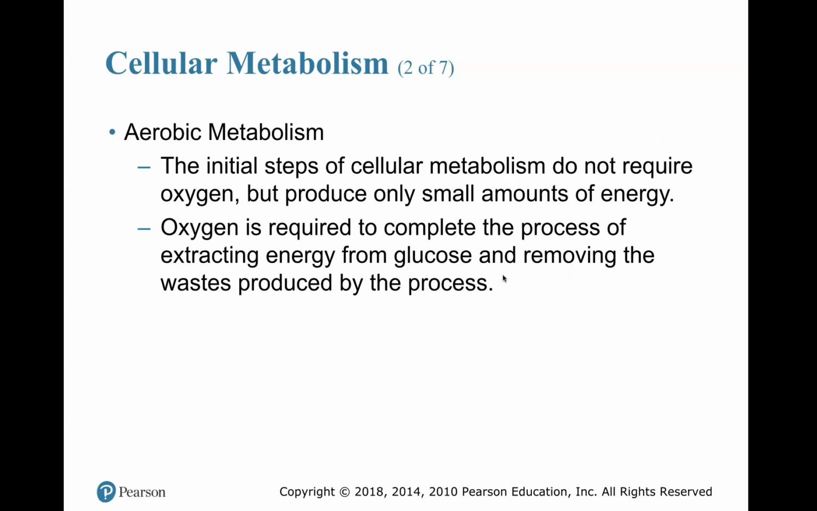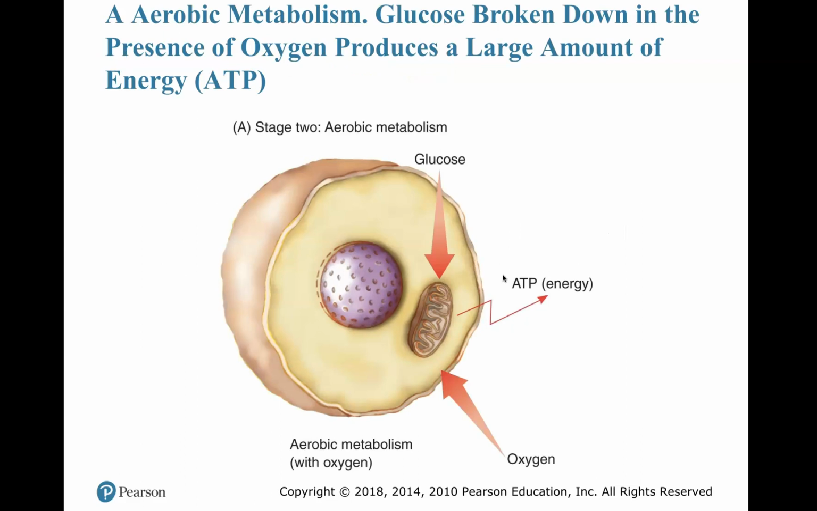Anaerobic metabolism, the initial steps of cellular metabolism, do not require oxygen but produce only small amounts of energy. Oxygen is required to complete the process of extracting energy from glucose and removing the waste products produced by the process. Now we're thinking at the cellular level, really tiny here, okay? Just think about how something so tiny can affect the body in a great manner, okay? So here we go. Here's a cell and aerobic metabolism. Glucose broken down in the presence of oxygen produces a large amount of energy, or ATP.